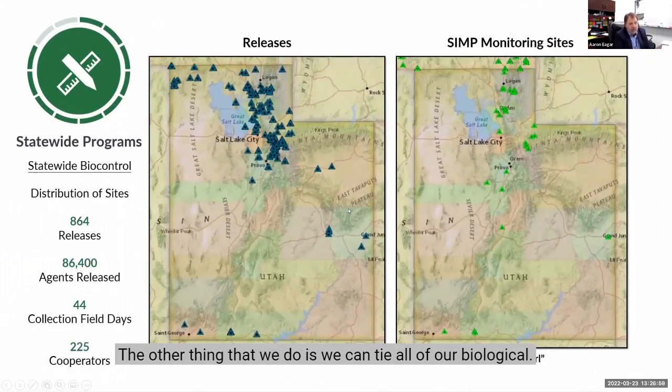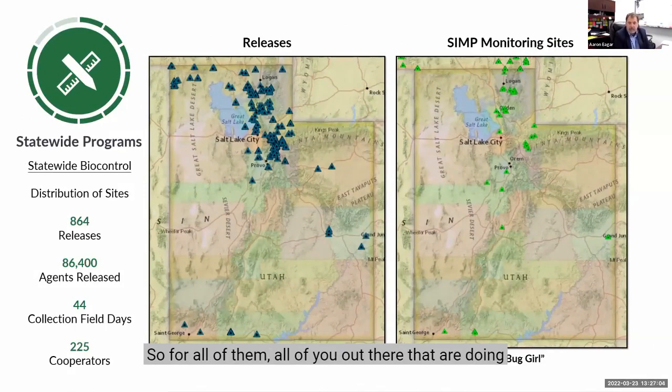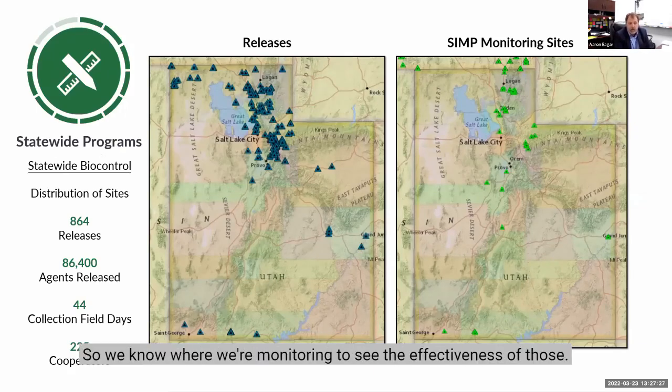The other thing that we can do is tie in all of our biological control. For all of you out there that are doing biological control, you'll understand this really well. We have all of our biological points. We map them with our monitoring and with our EDDMapS points to know where we're releasing these insects. That's on the left, and on the right are our SIMP monitoring spots, so we know where we're monitoring to see the effectiveness of those. And we release an awful lot. Last year we had 864 releases. Over 86,000 insects or agents were released.